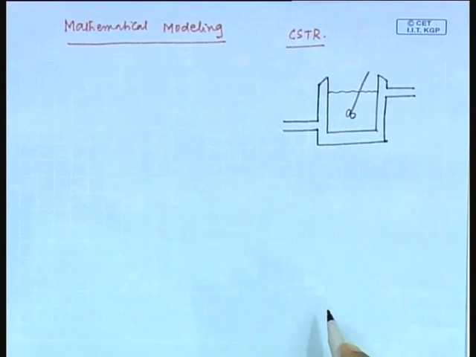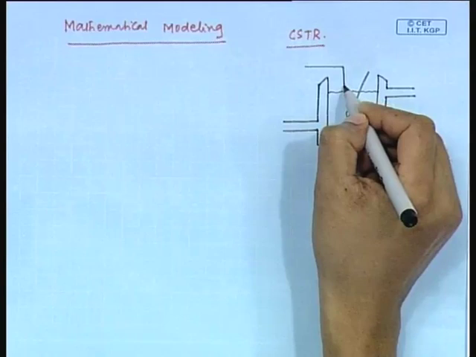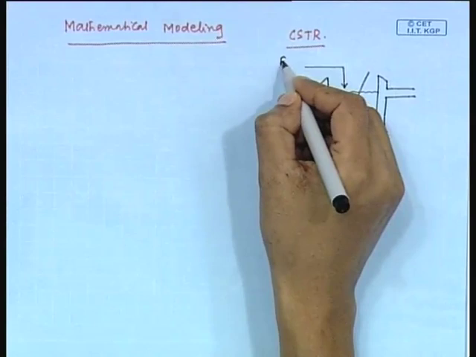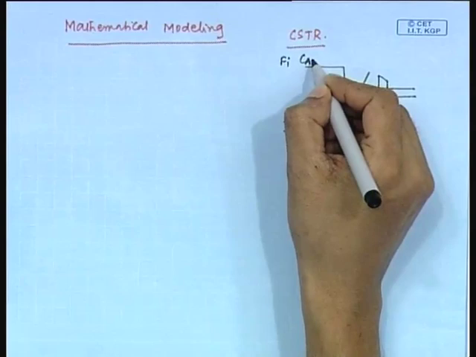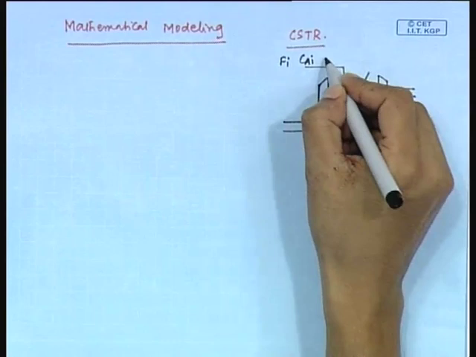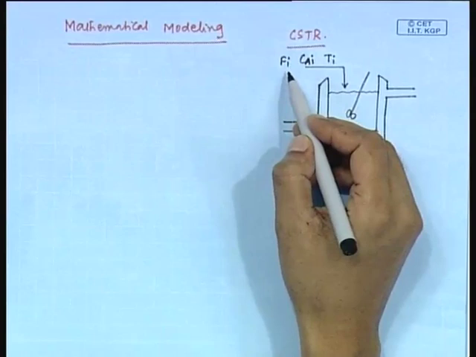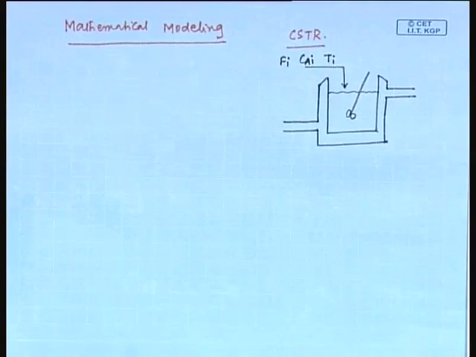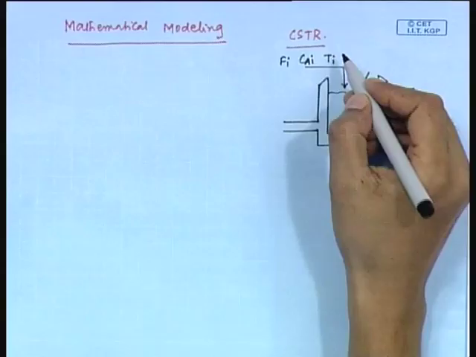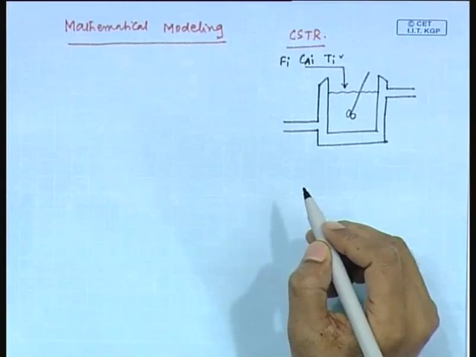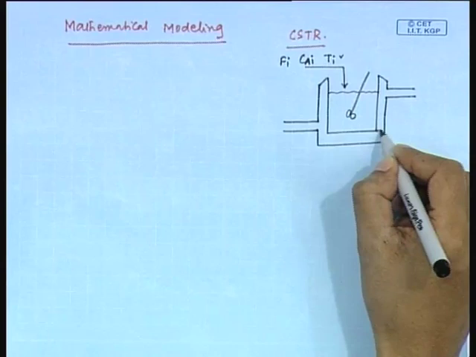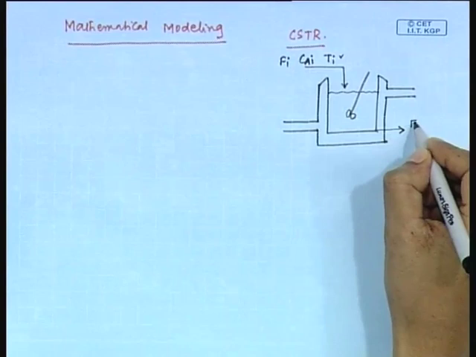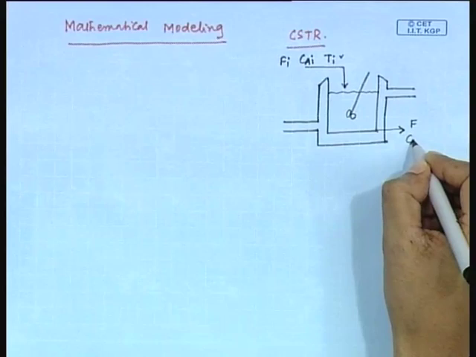First of all, the feed which is entering the reactor has the flow rate of Fi. Concentration of the feed is Ci and temperature is Ti. The suffix i indicates the input, so Ci is the input concentration of component A, and Ti is the input temperature. Fine. The product stream which is coming out from this CSTR has a flow rate of F. Concentration in terms of component A is Ca and temperature is T.